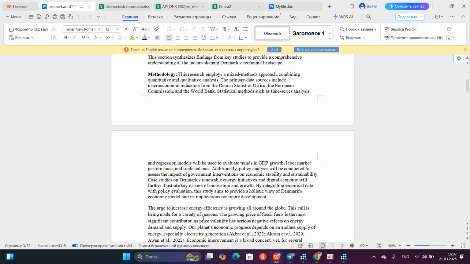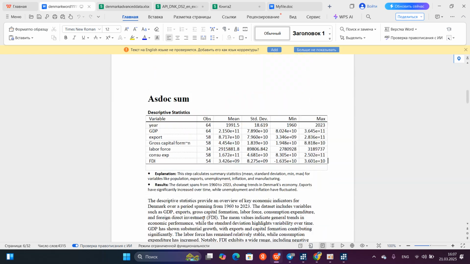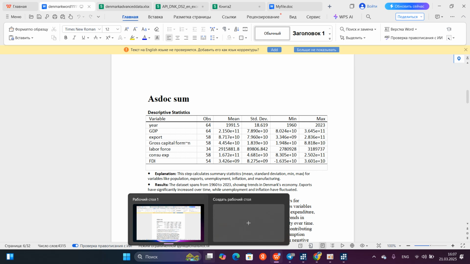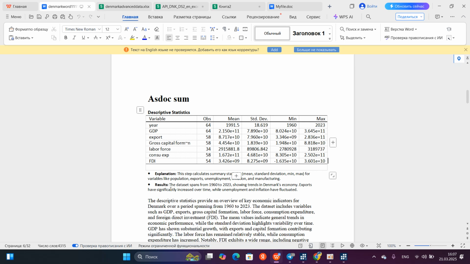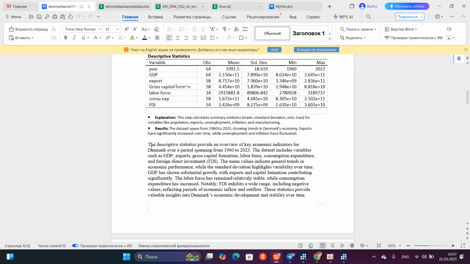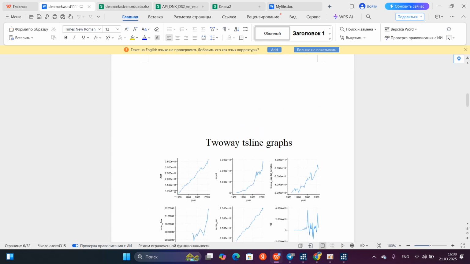And here you can see the order that we have done before. It's a summarize command. It helps us with the descriptive statistics, providing an overview of key economic indicators for Denmark over a period spanning from 1960 to 2023. And if you want to read all the information fully, you can watch the YouTube video and pause the video and read it.